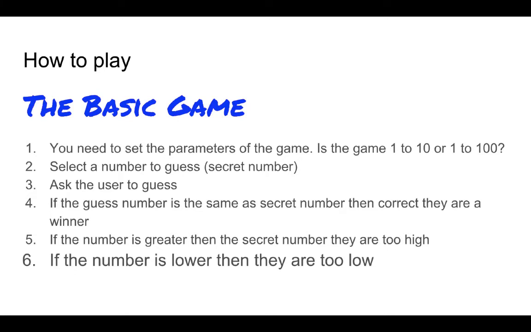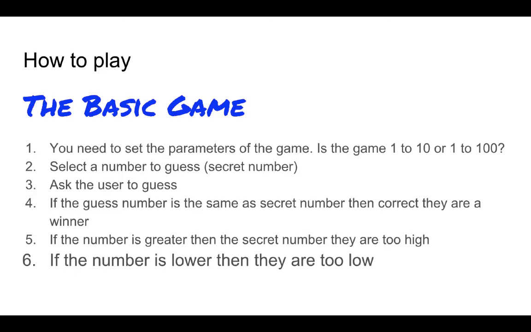which is actually select the random number. This way it's a secret number and the user doesn't know what it is, because that's what they're trying to guess. So next we can actually ask the user to make a guess. From that guess, we can actually see if the number is correct. Is it the same as the secret number? And if they are, we can actually say they are a winner. And if the number is greater than the secret number, we will say they're too high. Or if the game is lower than that, we'll say they're too low.